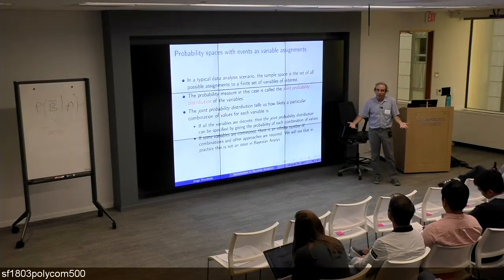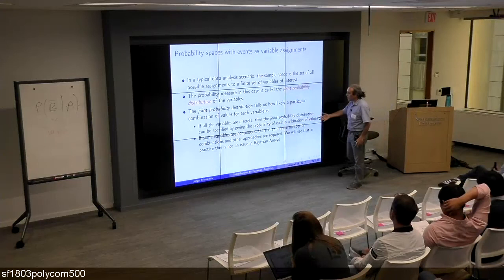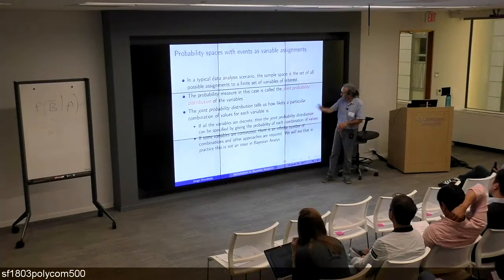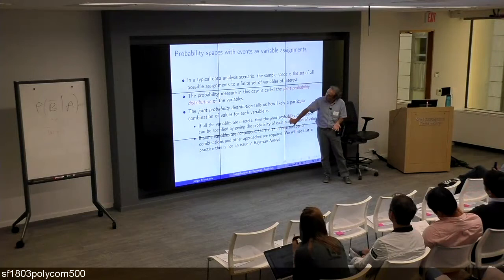If some of my variables are continuous, then they can take an infinite number of values, a real number, then things are a little more complicated. But as we will see in Bayesian analysis, we typically use discrete variables, even when our real world problem is continuous. We'll see this more later. So actually, in theory, this is this simple. Bayesian analysis is this simple.